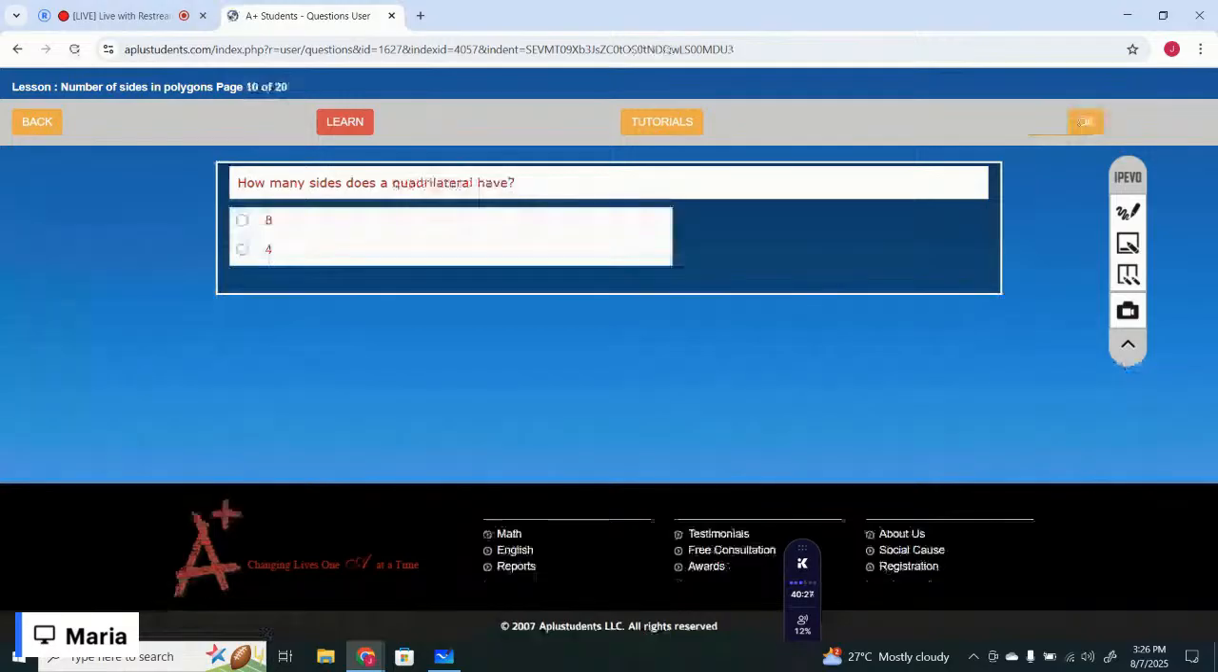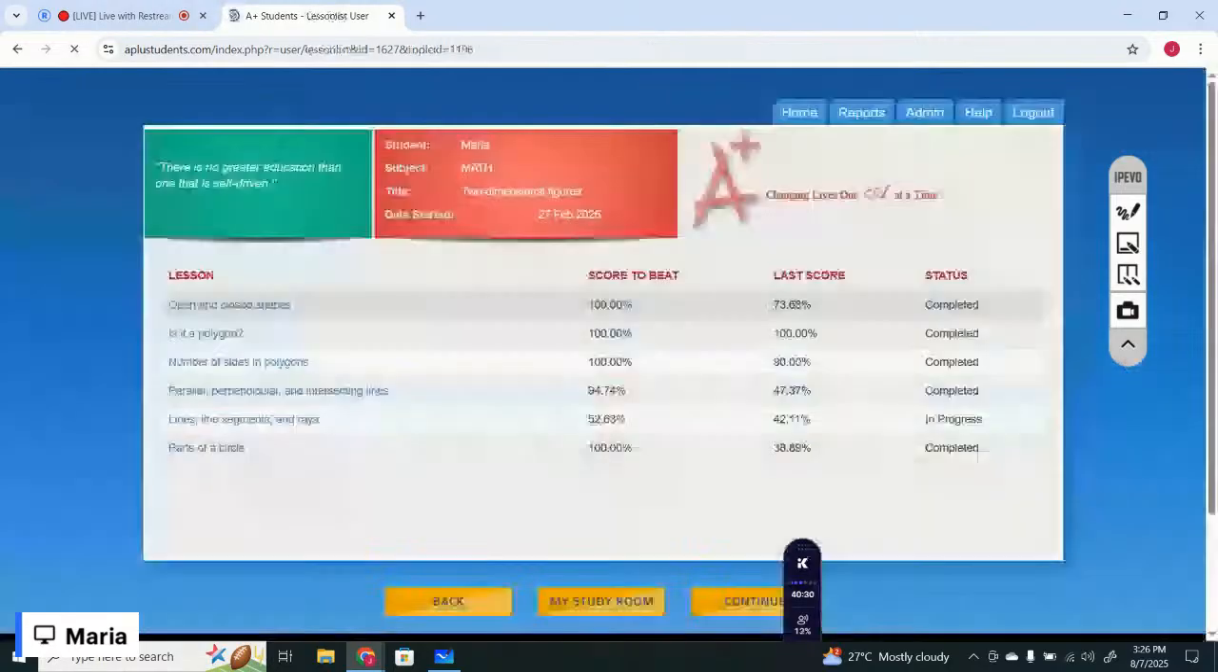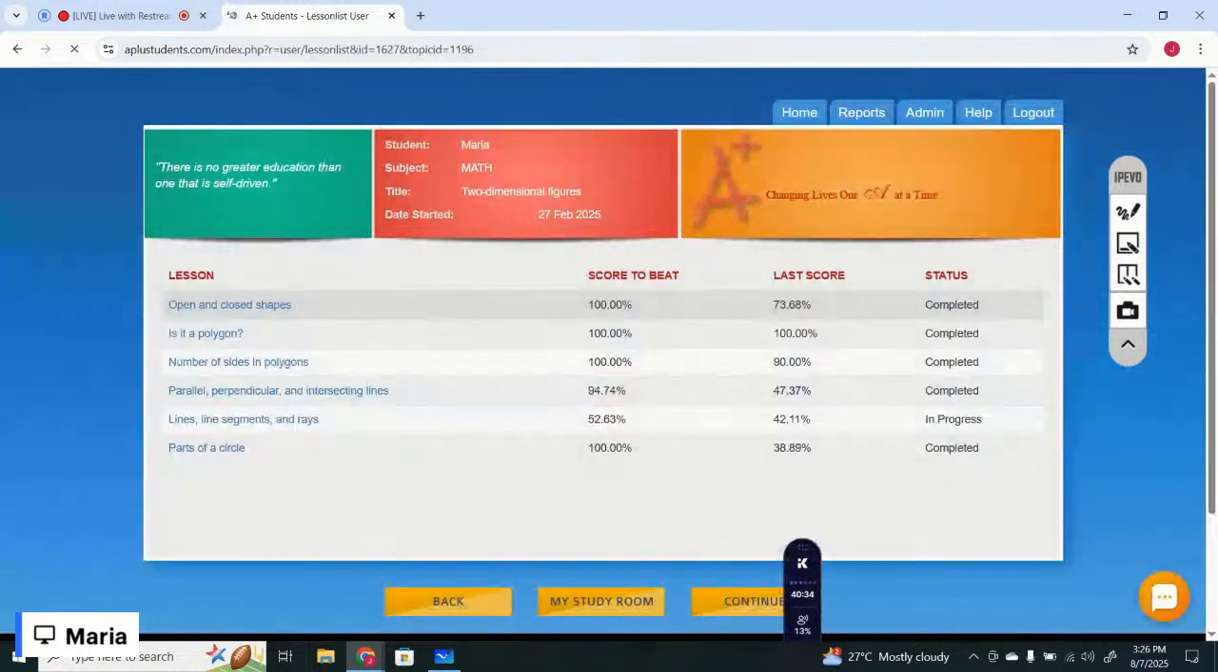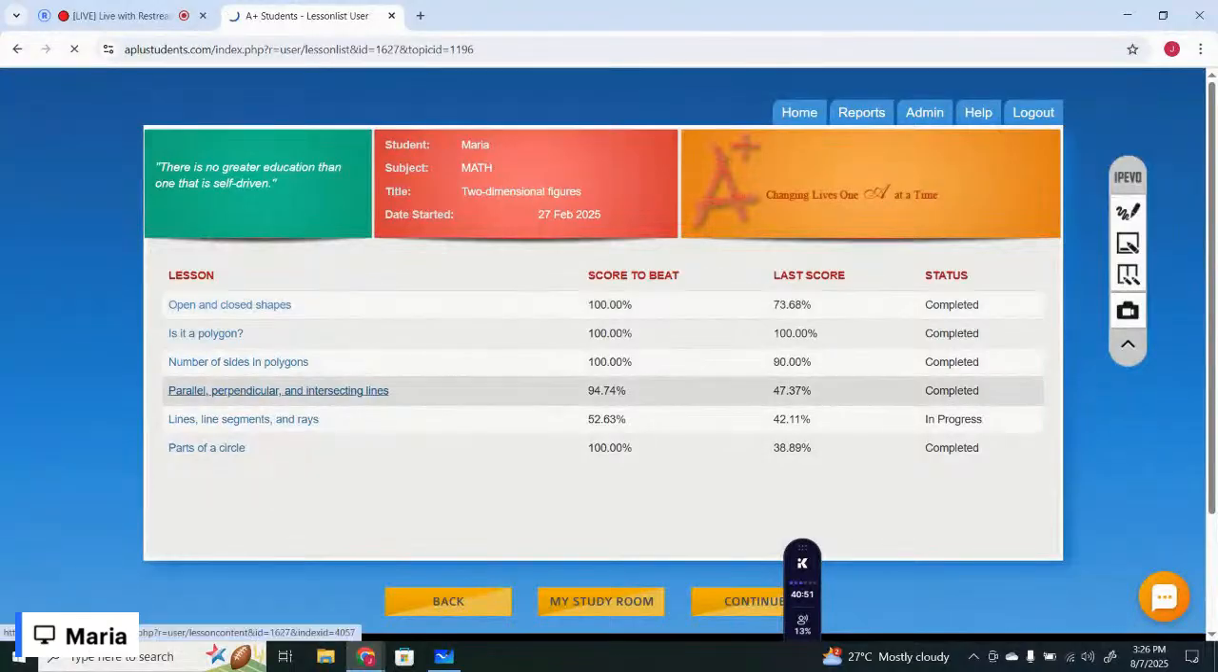Okay, you can complete the lesson by your own way. Let me just move on to the next lesson. Parallel, perpendicular, and intersecting lines.